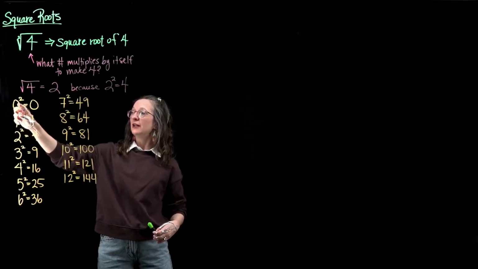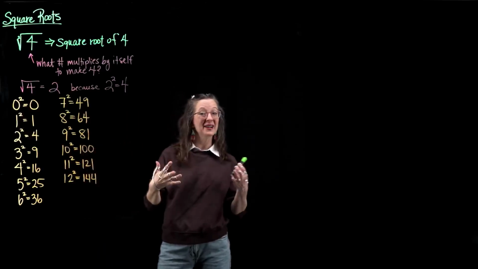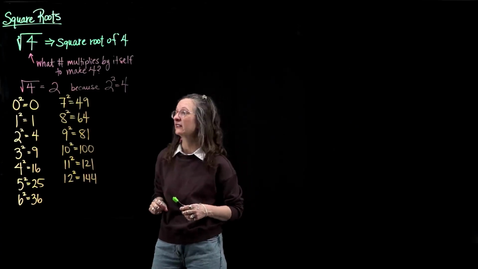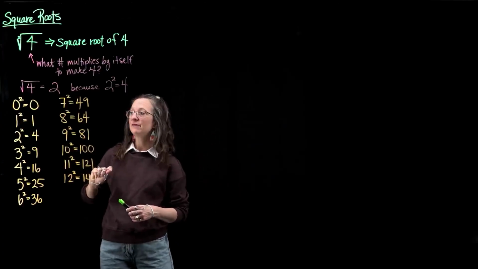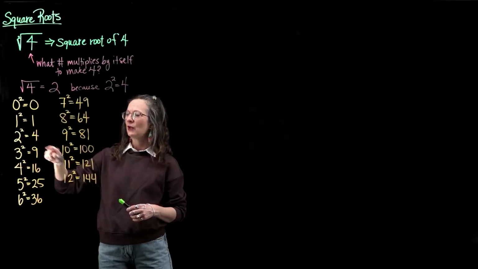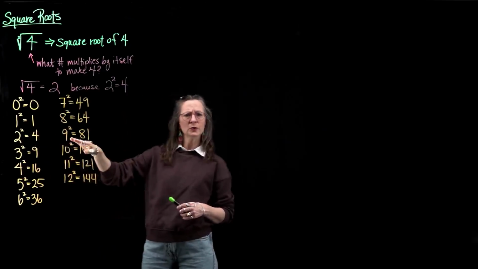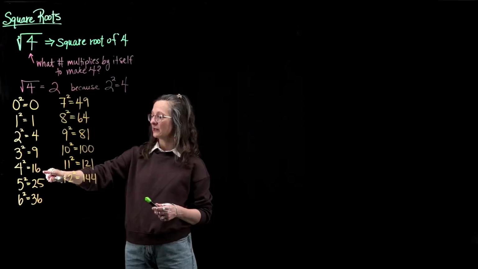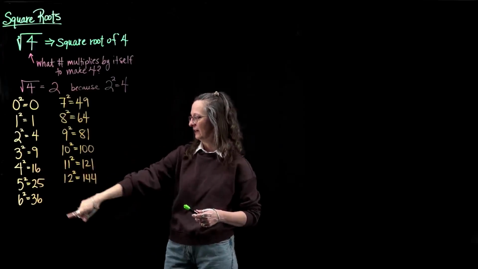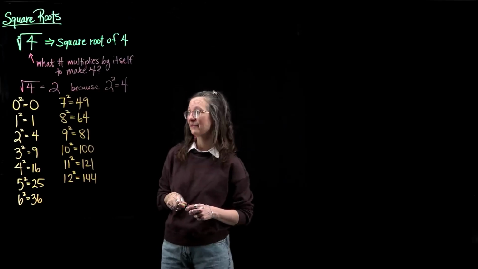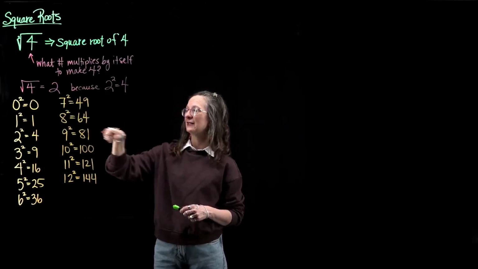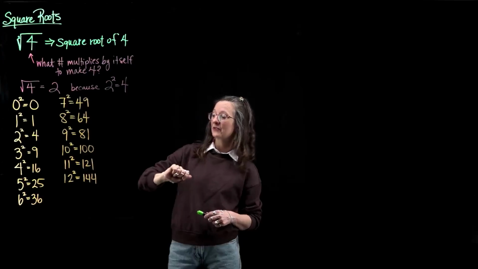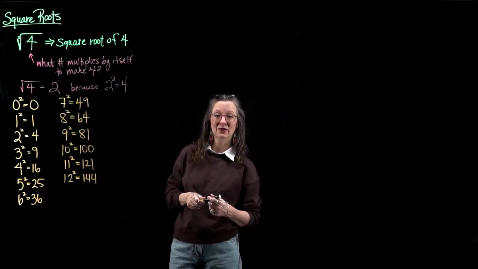If I take 0 squared, and remember that's from our exponent rules, we're going to see that square roots and exponents are very closely linked. So 0 squared is 0, 1 squared is equal to 1, 2 squared is 4. Those are pretty familiar. 3 squared is 9, 4 squared is 16, 5 squared is 25, 6 squared is 36, 7 squared is 49, 8 squared is 64, 9 squared is 81, 10 squared is 100, 11 squared is 121, and 12 squared is 144.